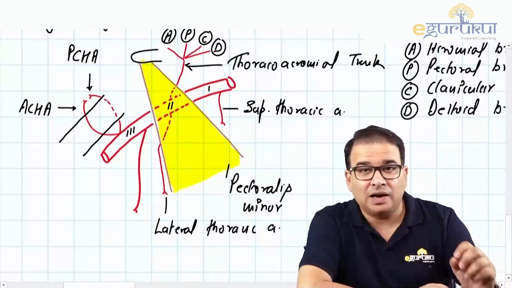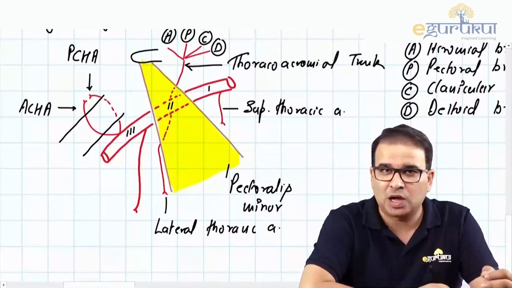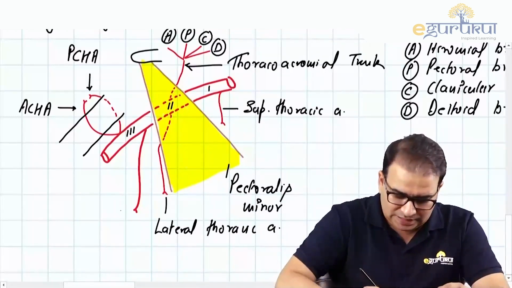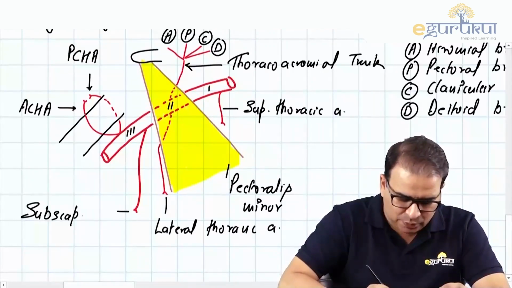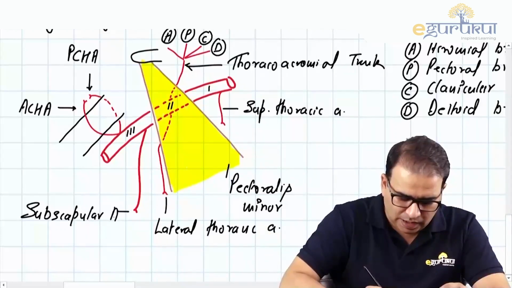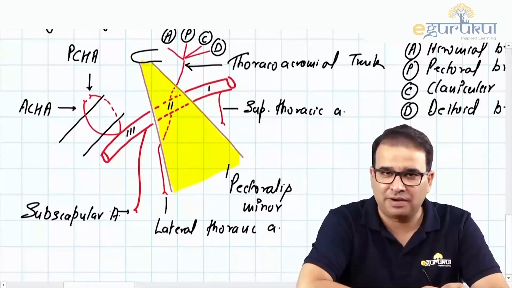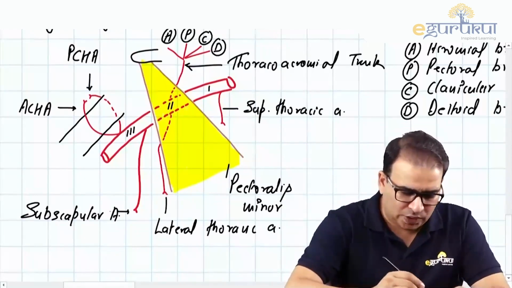And then we said the largest branch of the axillary artery is also coming from the third part, and this is the one I was talking about. This is the subscapular artery. This artery here is the subscapular artery. Let me just quickly recap it for you.